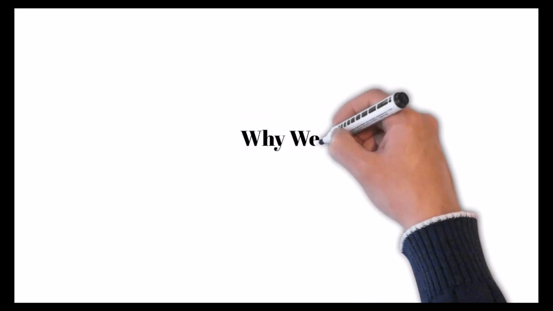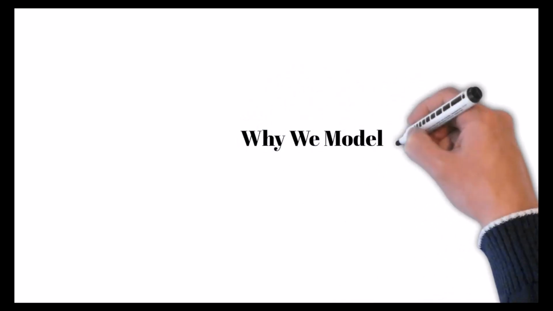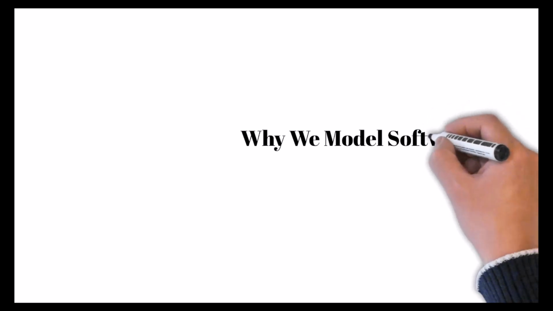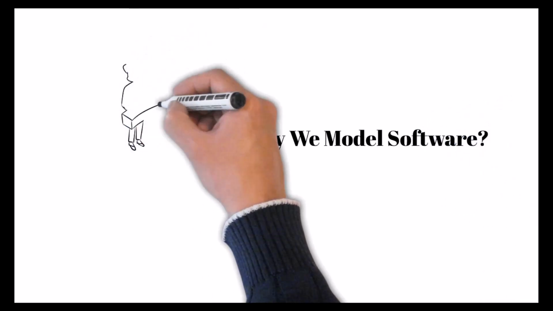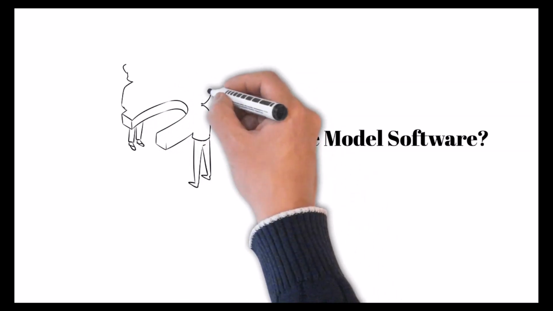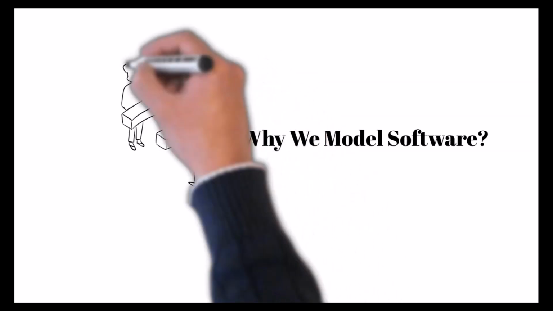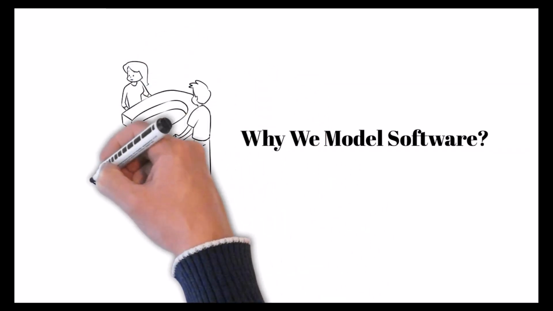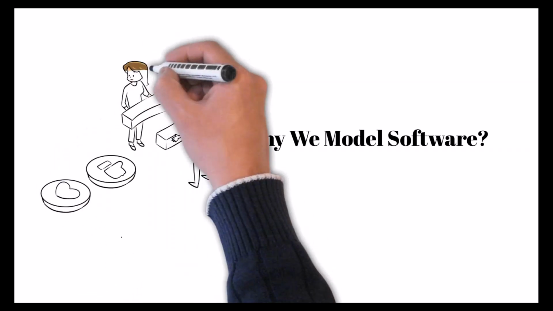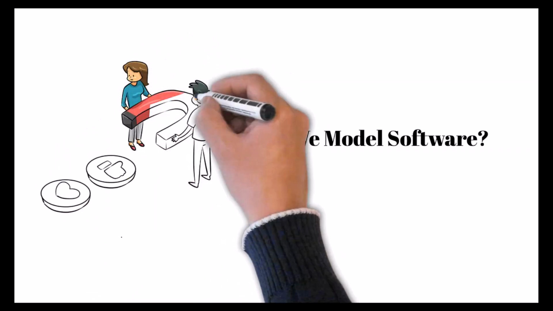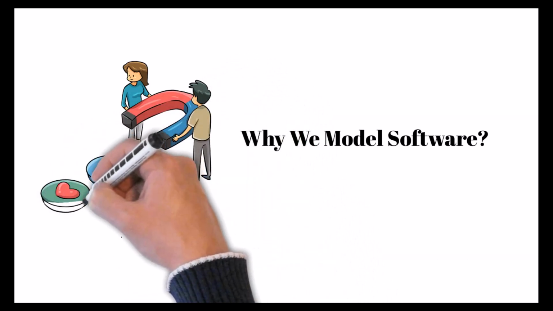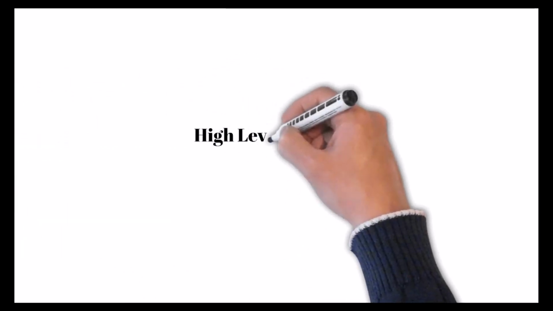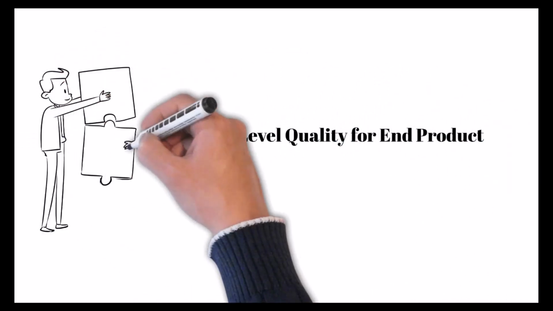Hello and welcome. In this section, we will be discussing why we model software, and then eventually we will definitely learn UML, which is the basic thing we will be doing in this particular course. But the most important reason we need to know is: why are we modeling software? We model software to achieve a high level of quality from our finished product. Hope you all agree with that.